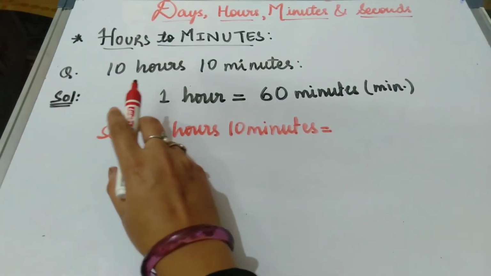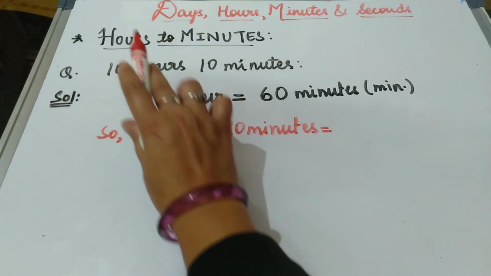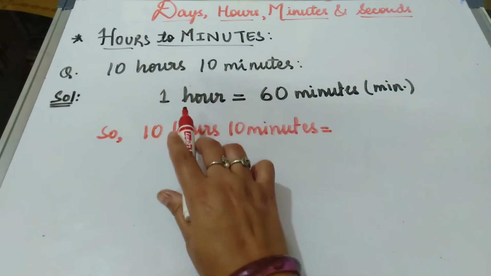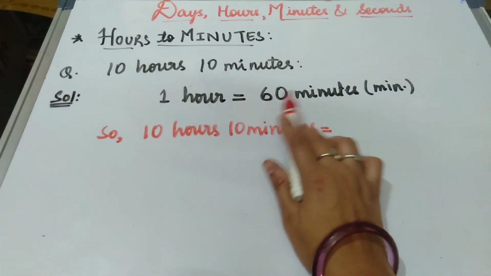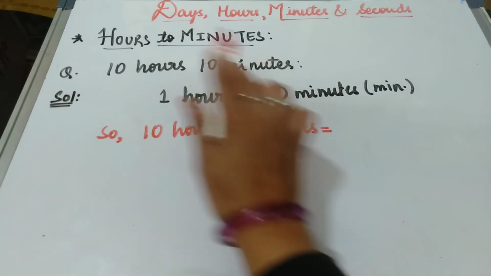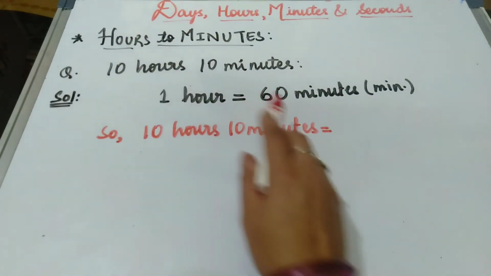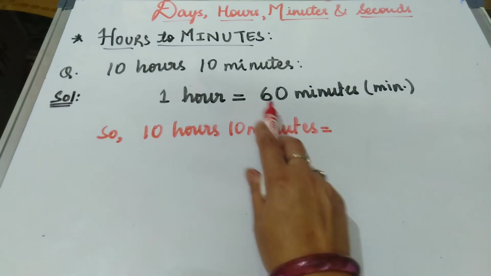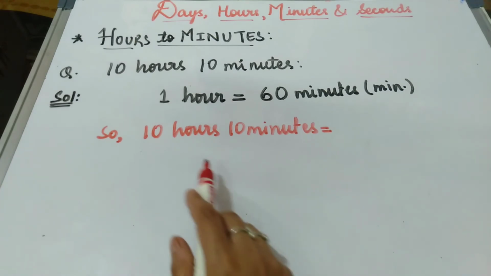Now here we have to convert next hours to minutes. So if we want to convert hours to minutes, we know that in 1 hour there are 60 minutes. So we will use this relation to convert hours to minutes. Whatever the number of hours given, we are going to multiply it with 60, as 1 hour is equal to 60 minutes. So let us see the question over here.